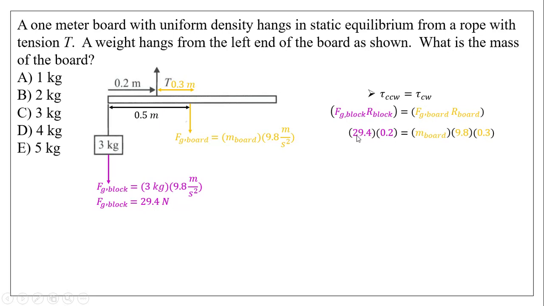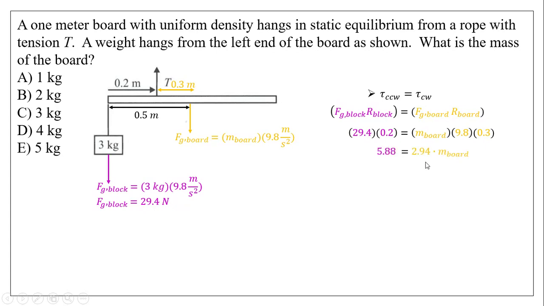So F_g, once again, I already calculated previously, is 29.4. How far is F_g away from the pivot? 0.2. On the right side, it'd be F_g of the board times r, but how far is it away from the pivot where T is? It'd be 0.3. Well, F_g is mass times 9.8. How far is it? 0.3 away. So really, if you look at the statement here, the only thing I have unknown is the mass of the board.